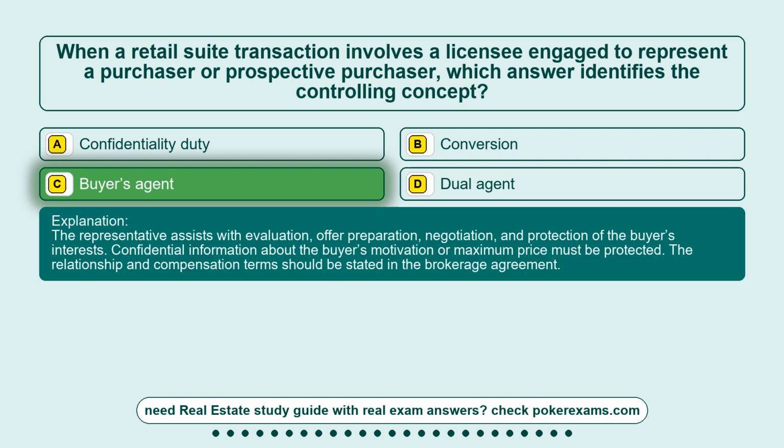The representative assists with evaluation, offer preparation, negotiation, and protection of the buyer's interests. Confidential information about the buyer's motivation or maximum price must be protected. The relationship and compensation terms should be stated in the brokerage agreement.